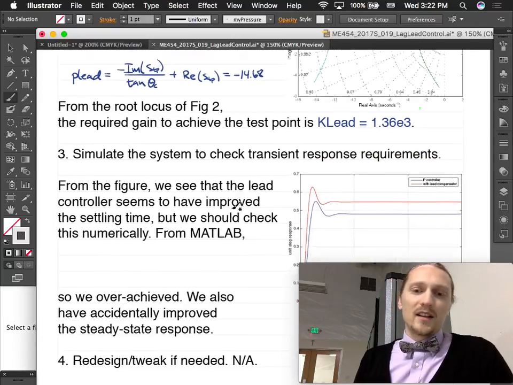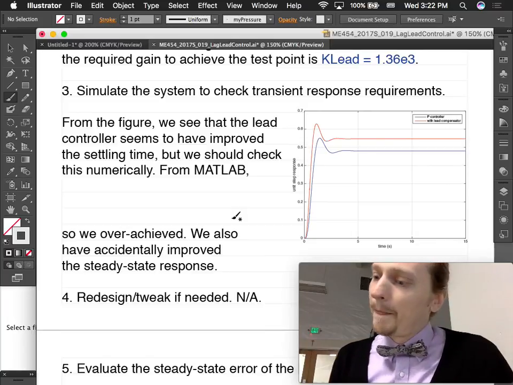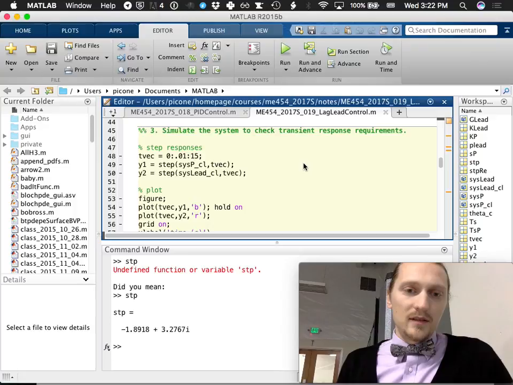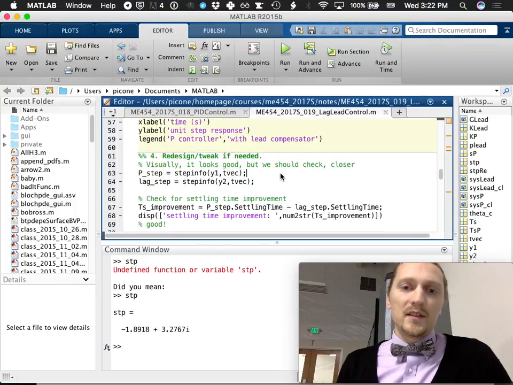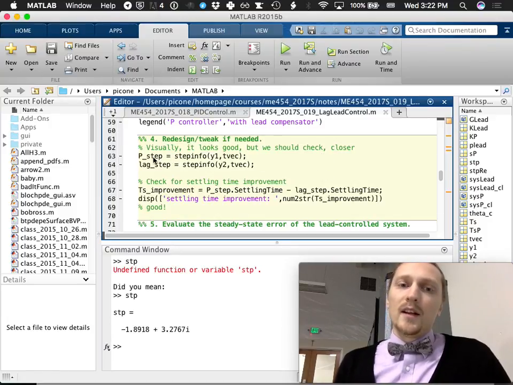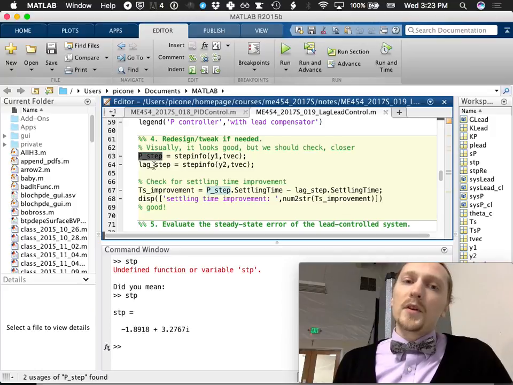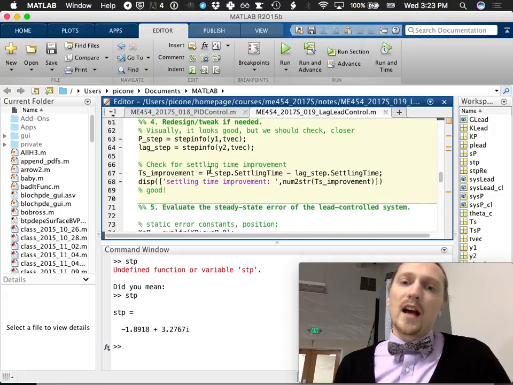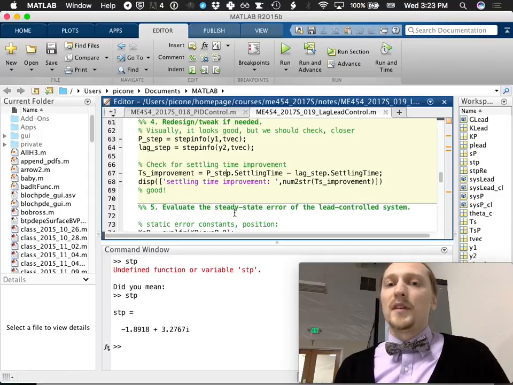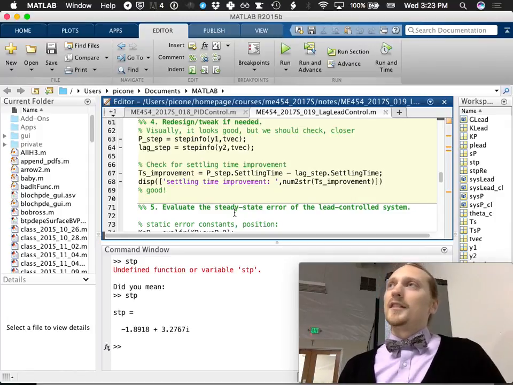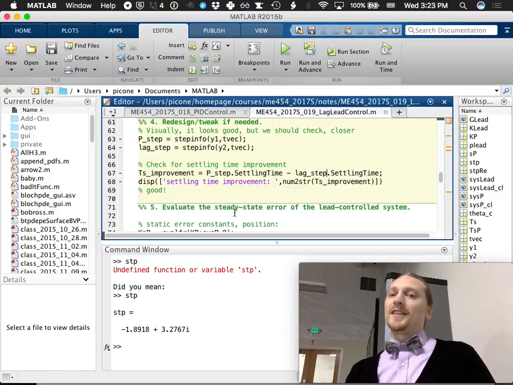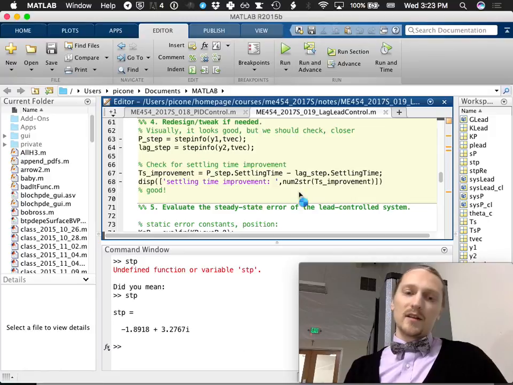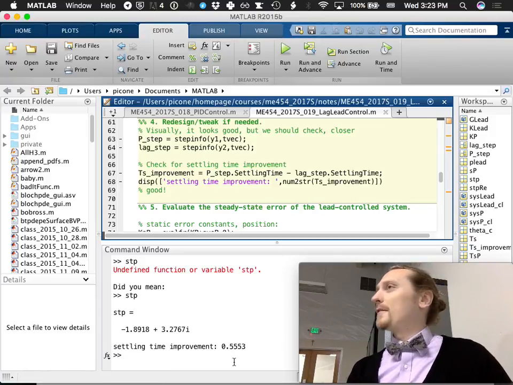So let's do a little bit more analysis. Visually it looks good, but we should check closer. If you use stepinfo, you can do the proportional step and the lead step. I put them both in there with the time vectors, and I check for settling time improvement. You can select out settling time by using this dot notation. P step dot settling time gives you the settling time for that response. Lag step dot settling time gives you the settling time for that response. Then you can print out what the improvement is. So let's do that. Improved by over half a second.